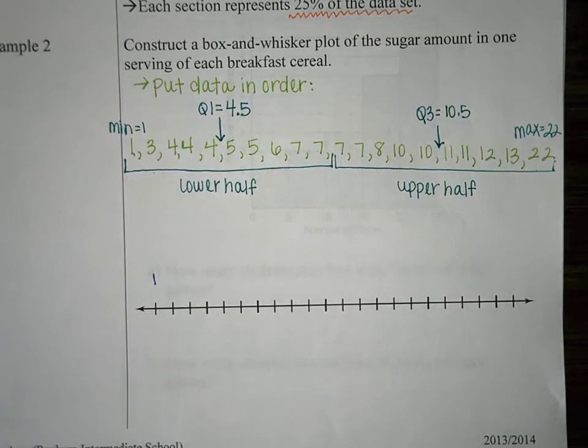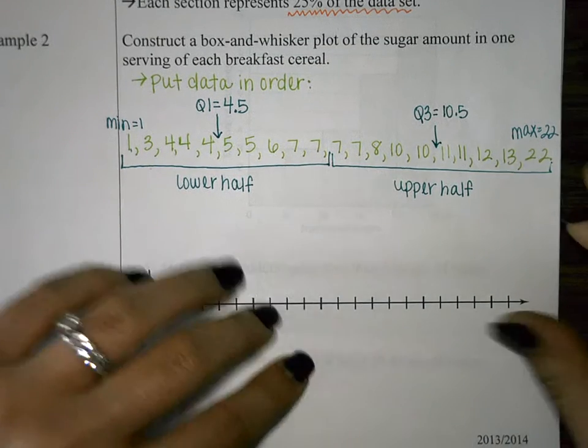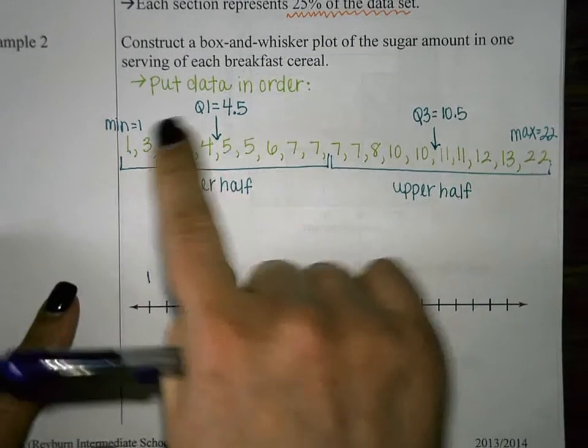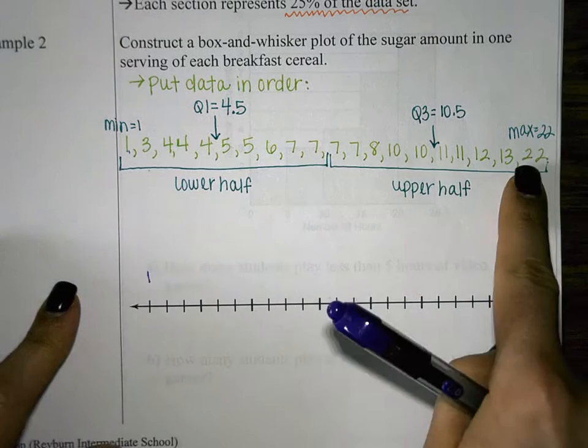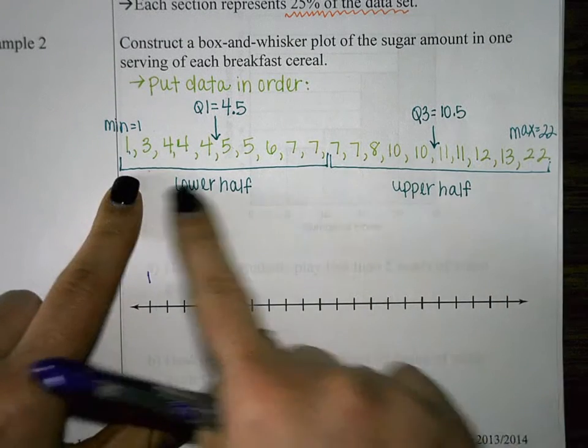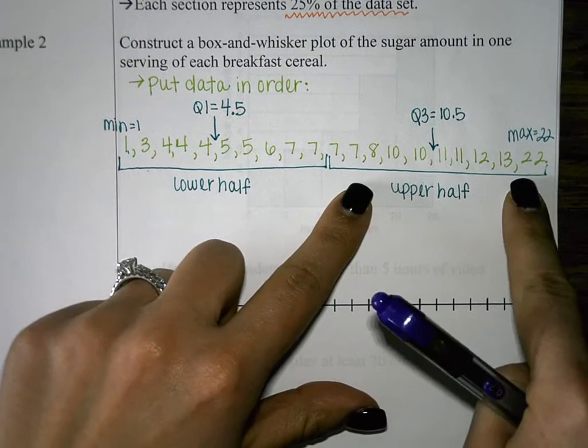Okay guys, so what we want to do is finish our notes from Tuesday. On Tuesday we were drawing box and whisker plots, and we had that set of data that was the chart with the amount of sugar in each cereal. So to construct our box and whisker plot, we first put all of our data in order, and then we cut it in half. So we identified the lower half and the upper half.